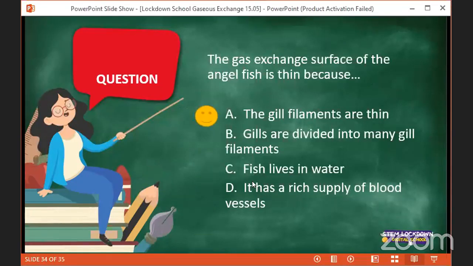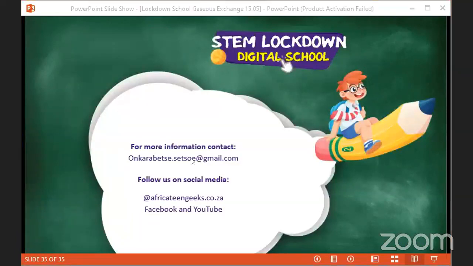Let's see. So the answer is A. The gill filaments are thin. So remember, gills are gills, and then the gills have gill filaments over them. So the gills are not divided into gill filaments. Gills and gill filaments are two separate organs, right? So just to clear the confusion on that one.